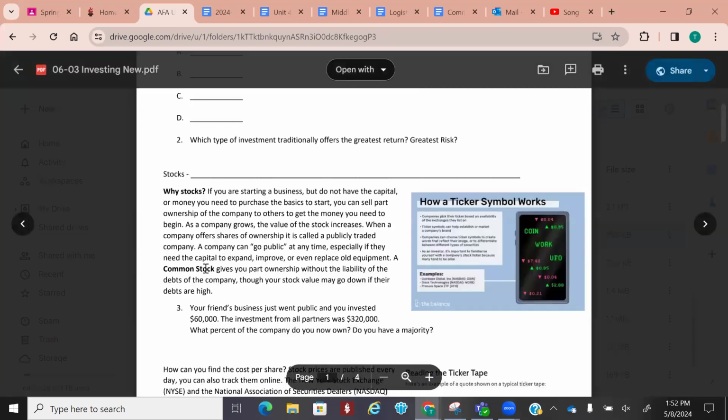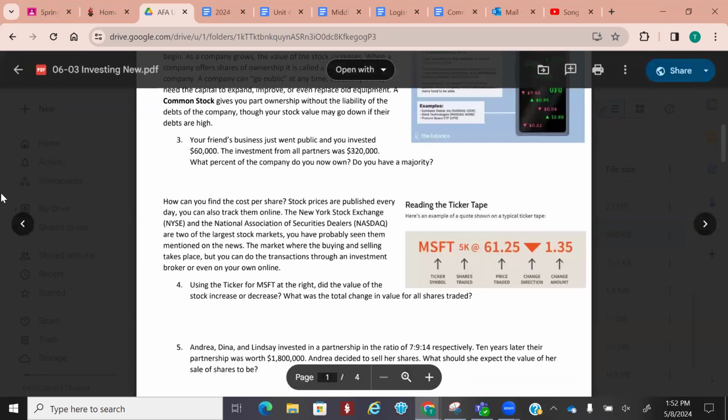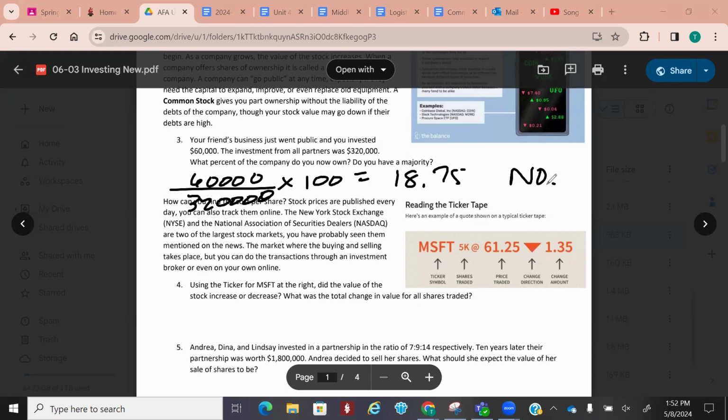There we go. So you would take 60,000 and divide by 320,000 and then multiply by 100. When you do that, you're gonna get 18.75. So no, you don't have the majority, okay, because that would be 50%. So how can you find the cost per share?